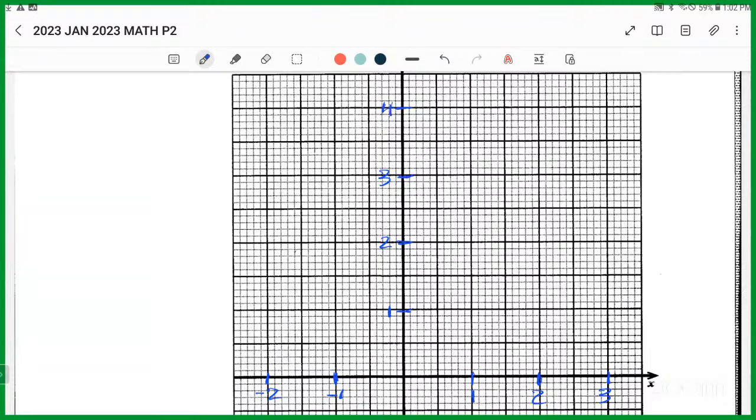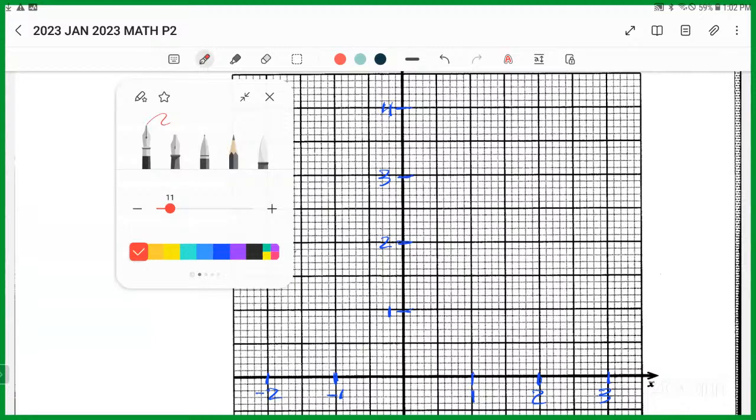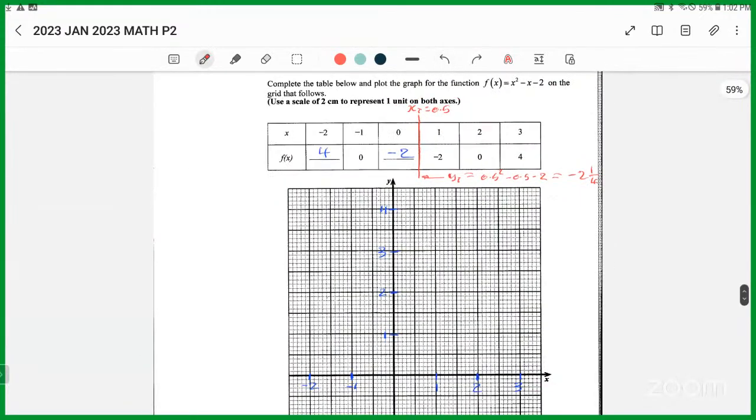Put in the axis of symmetry. The axis of symmetry is about this line.